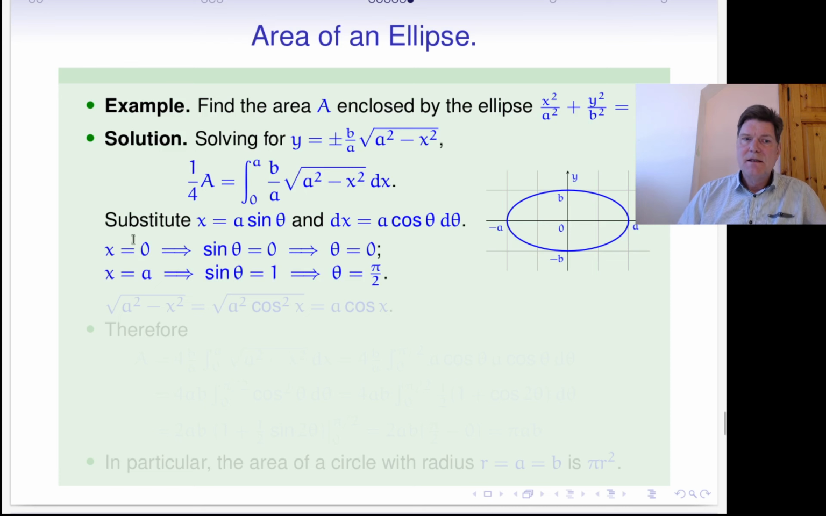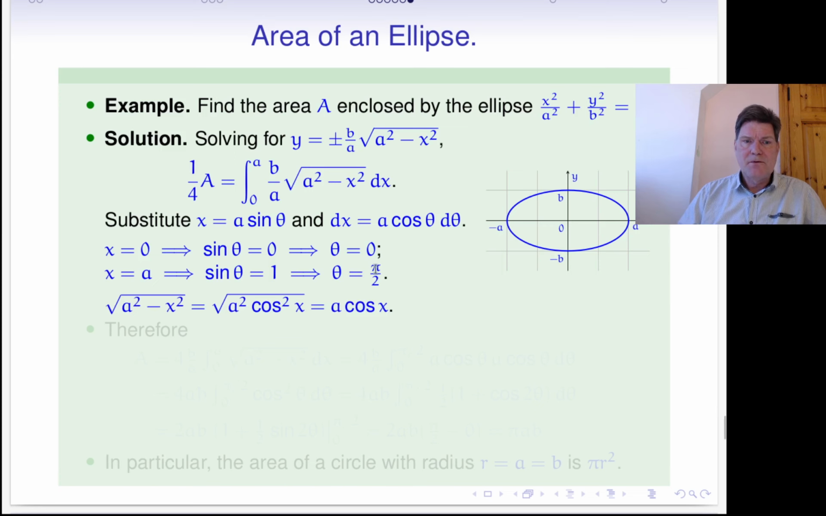So when x is 0, then a times sine theta is 0, and this means that theta is 0. 0 is the theta where the sine theta becomes 0. And also if x is a, then a times sine theta is a, so sine theta is 1, and theta is pi over 2. Pi over 2 is the value for theta which makes sine theta equal to 1.